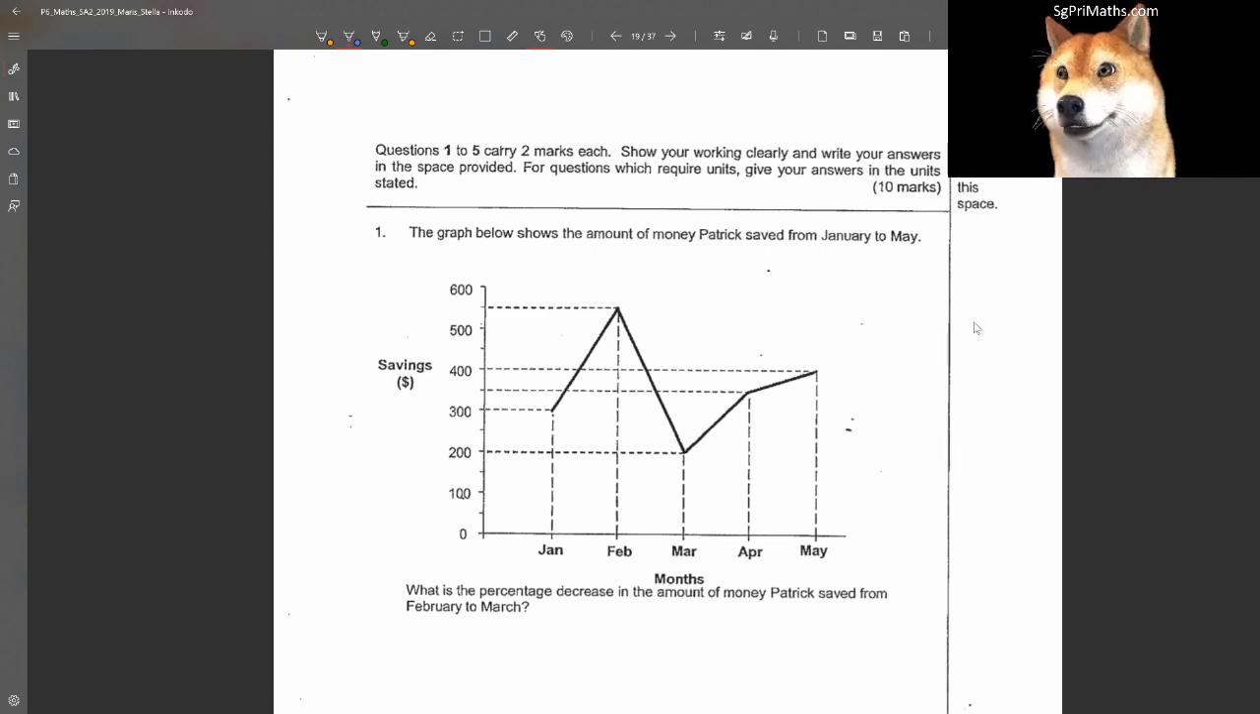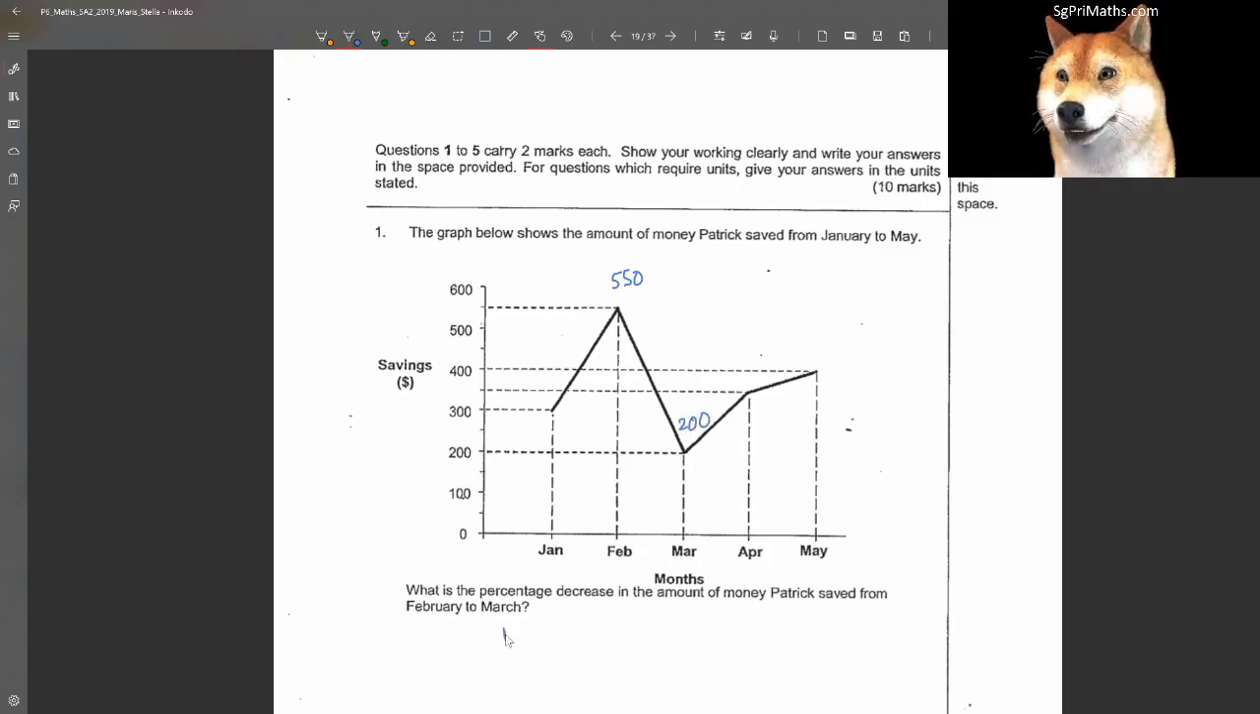Question 1. The graph below shows the amount of money Patrick saved from January to May. This is the savings and this is the month. What is the percentage decrease in the amount of money Patrick saved from February to March? February is here, which is around 550. This is a midpoint between 500 and 600. And then March is around 200.